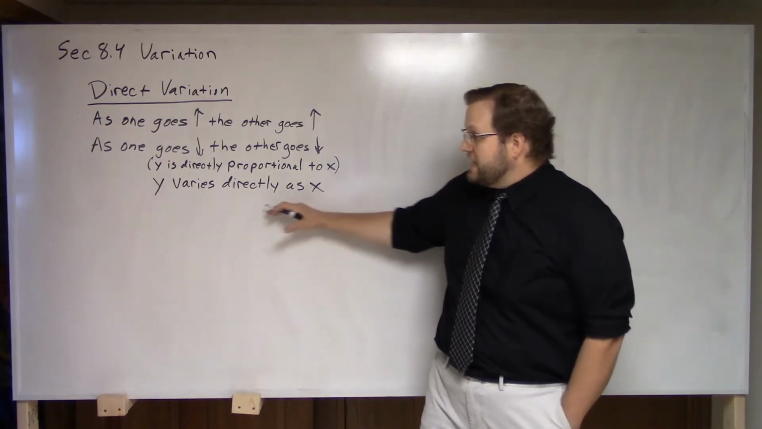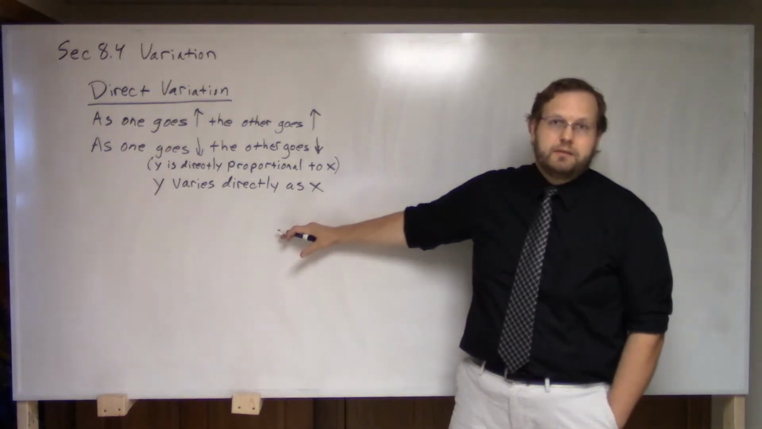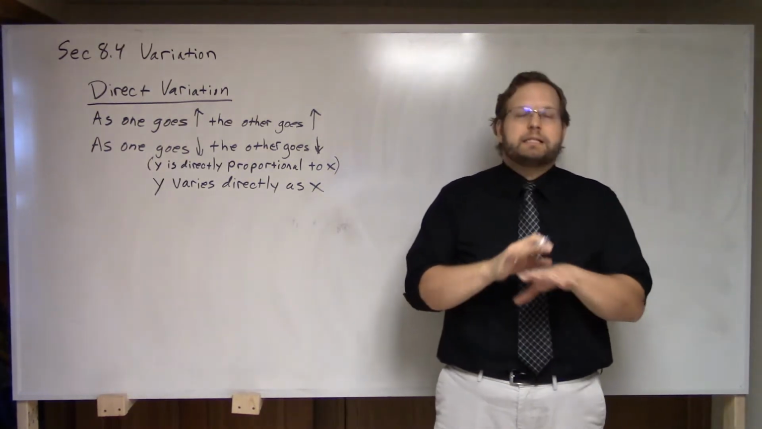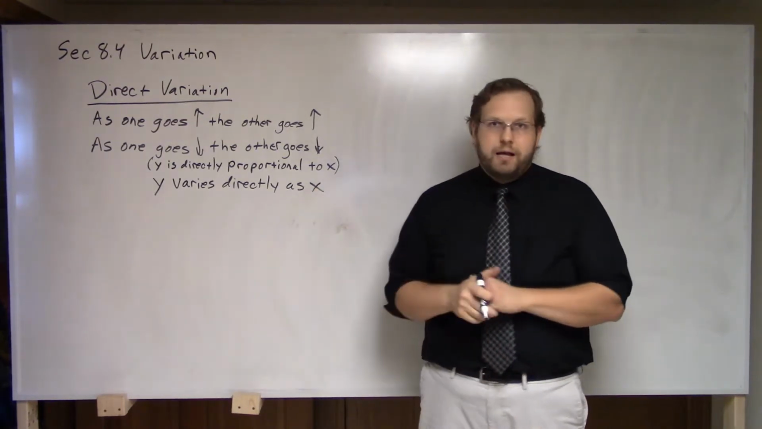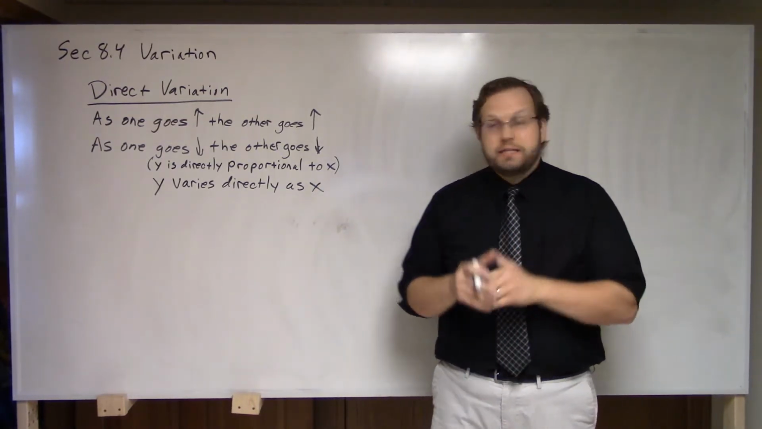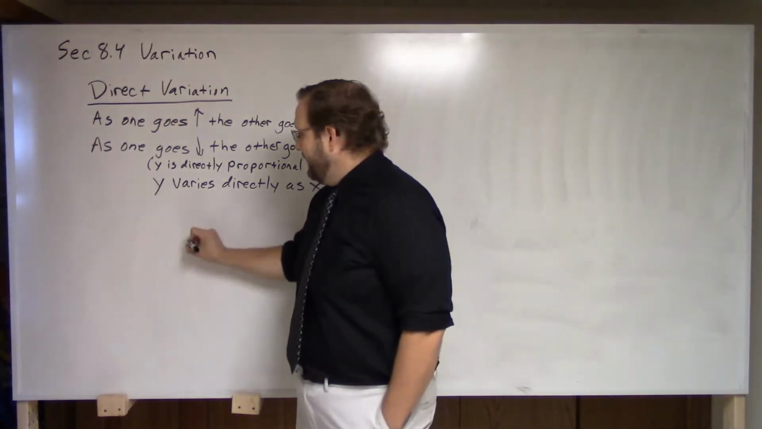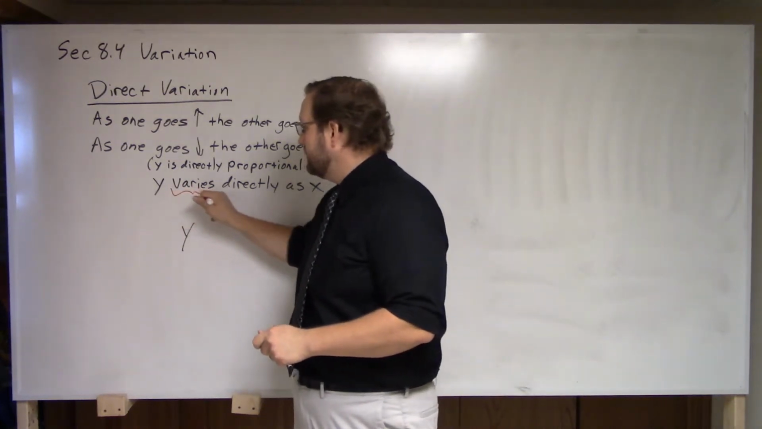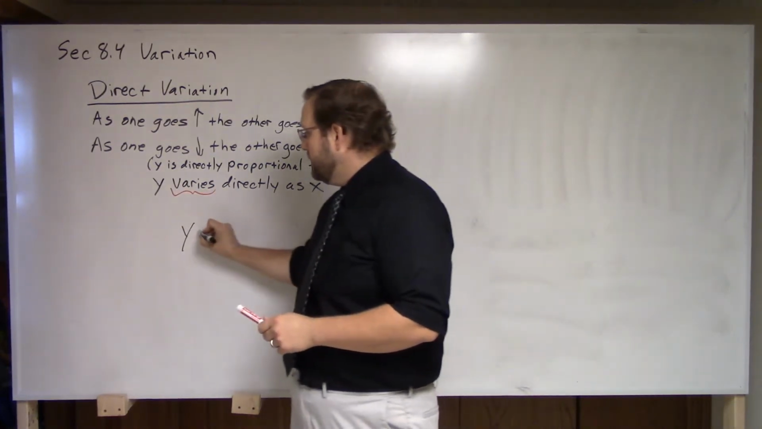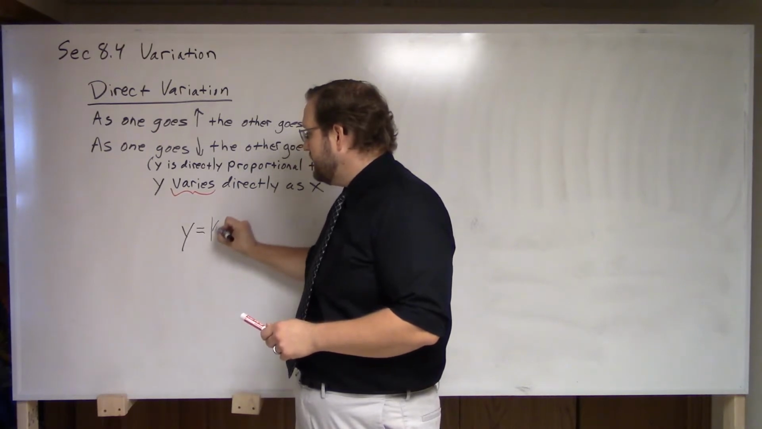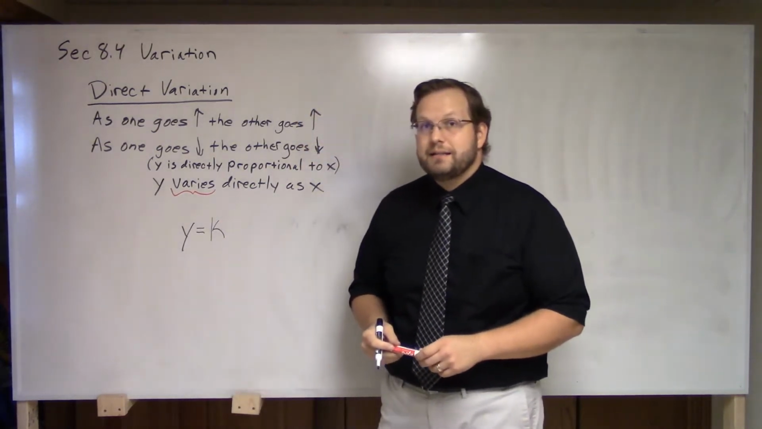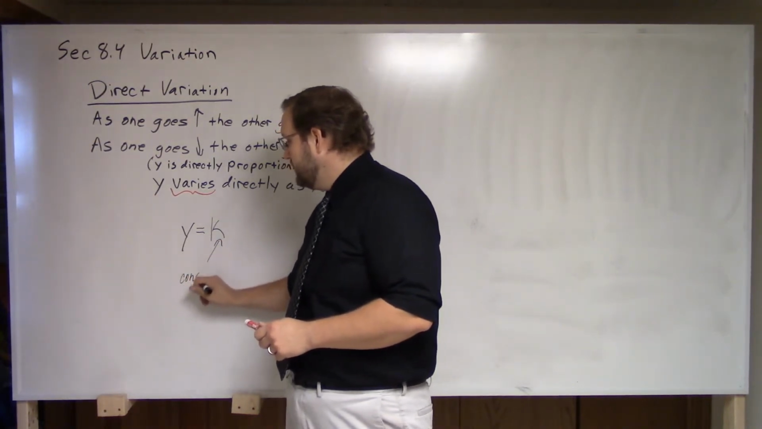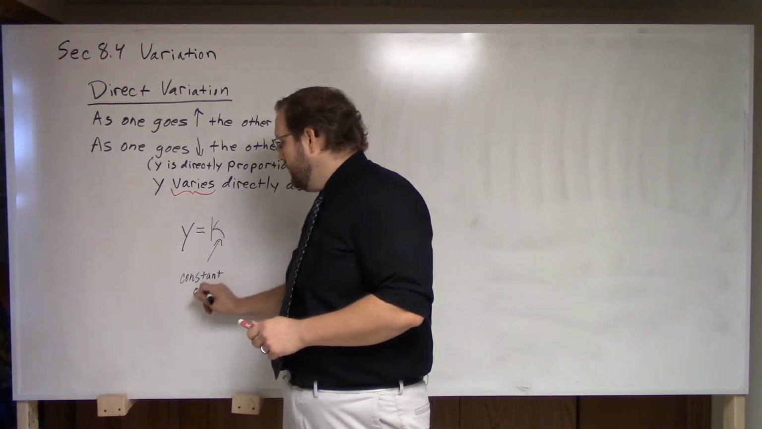Now, if they give you a statement like this, we need to be able to translate that. Once we translate it, the algebra of this is extremely easy. We just need to know how to carry out that translation. So let's see how that works. So y is y. But when they say varies, what they're telling you is that you are going to have to equal some constant k. That k is your constant of variation.